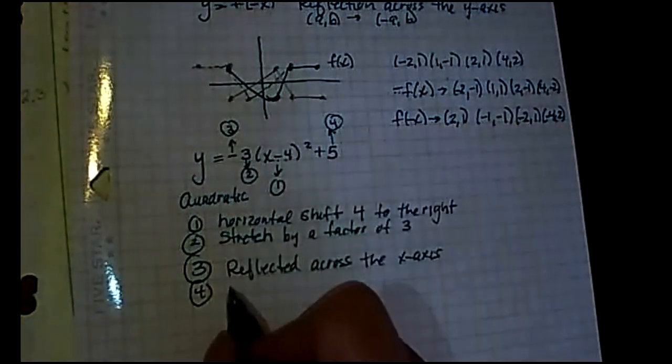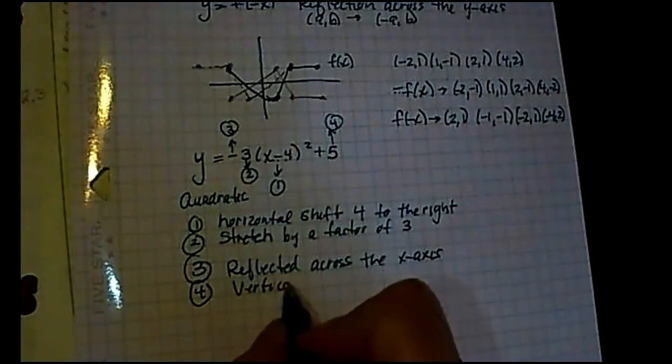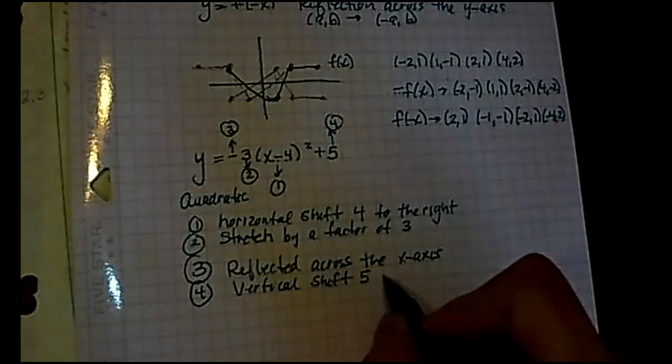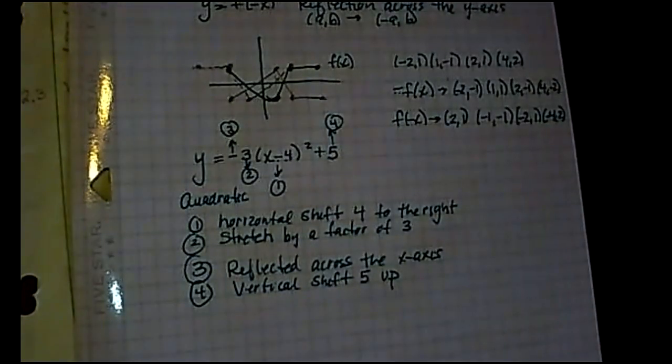And so what is the last one? Positive 5, that's a vertical shift 5 units up. Okay. So that's pretty much what I want you to tell me. So let's do another one of those. Let's do one more of these.